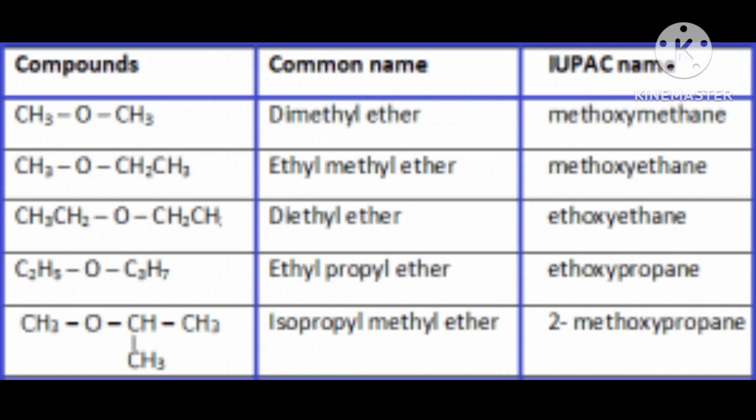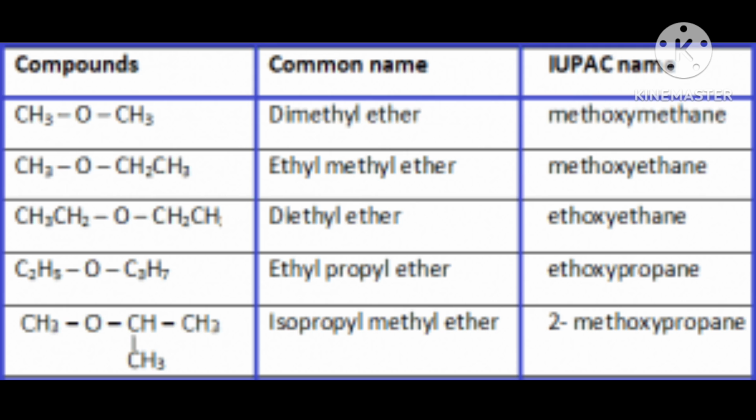And what will be the IUPAC name? Then 1 and 3 is there, so benzene-1,3-diol. In the same way, suppose at carbon number 1 and 4 OH is attached, only the position is changing. It is a diol only, a diphenol. Now the common name will be hydroquinone or quinol.